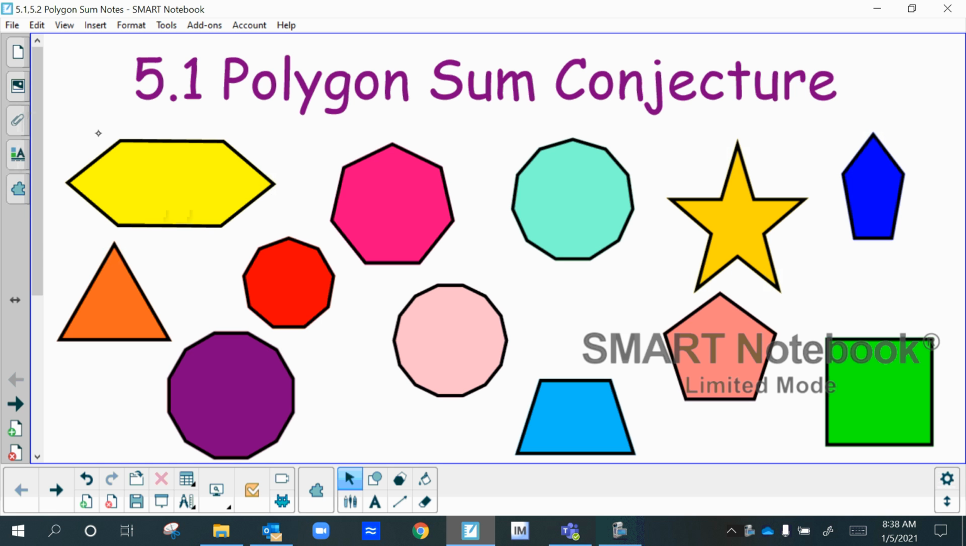Okay, guys, this is going to be our next section. We're going to jump to chapter 5, which is going to be over polygons. So we're going to talk about properties of polygons, most specifically their angles, okay? So 5.1 is going to be polygon sum conjecture.